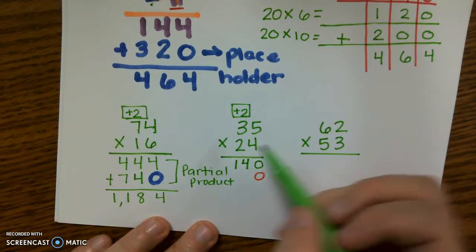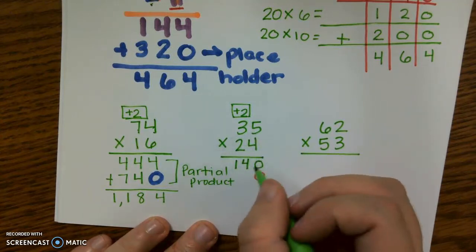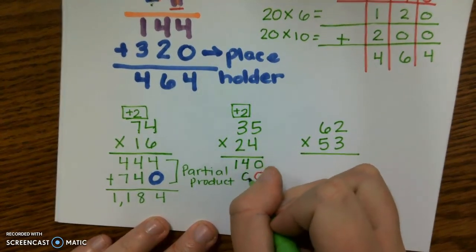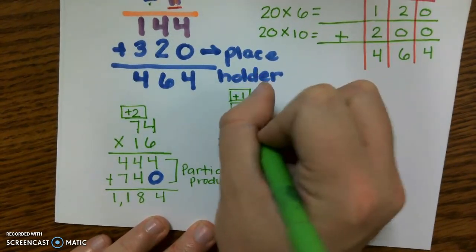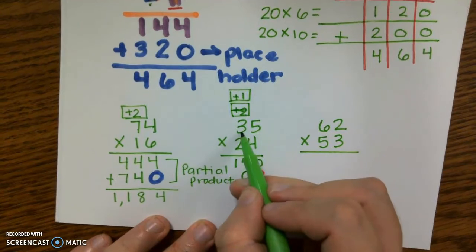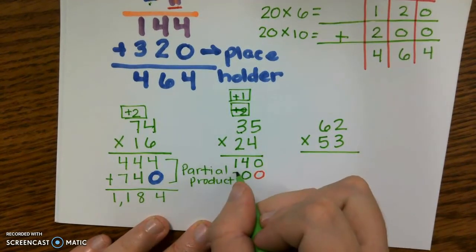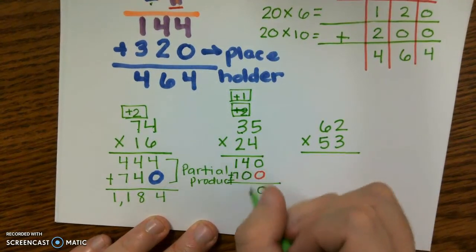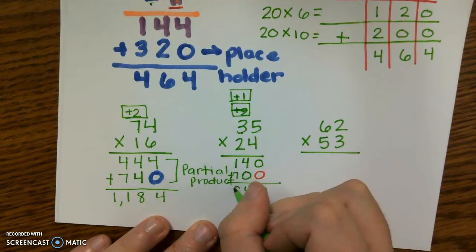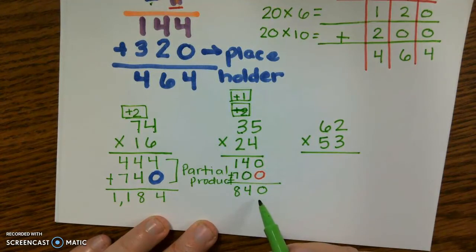Okay. So now 2 times 5, that's 10. So I got to drop a 0. I'm done with that 2. I can regroup my 1 to be added. 2 times 3 is 6 plus 1 is 7. So when I add 140 plus 700, 0, 4, 7 plus 1 is 8. So my answer is 840.